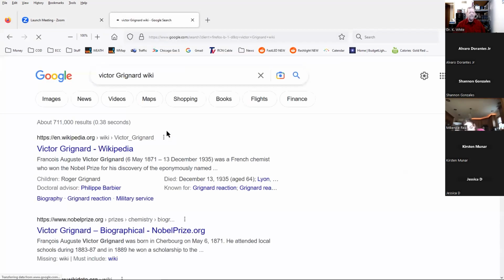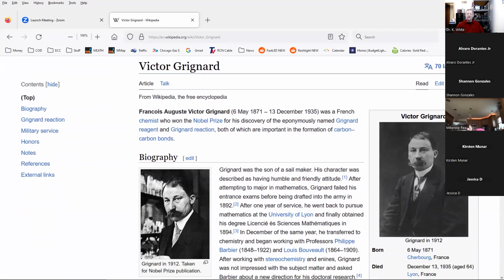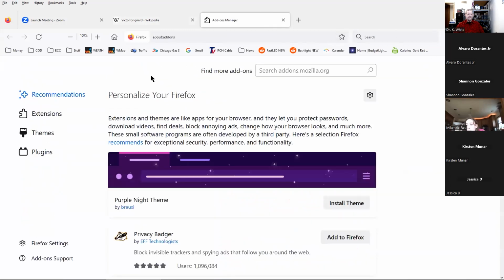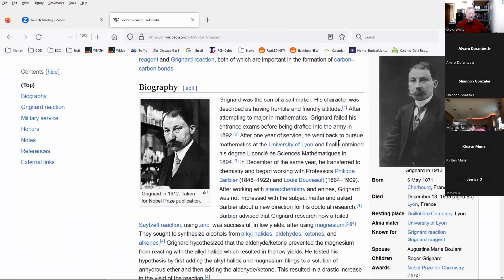Now, let's talk about my personal hero, one of the great organic chemists, and that is the French organic chemist, Victor Grignard. Have you noticed he lived from 1871 to 1935? And he won the Nobel Prize for discovering his Grignard reagent and the Grignard reaction. And check out that mustache.